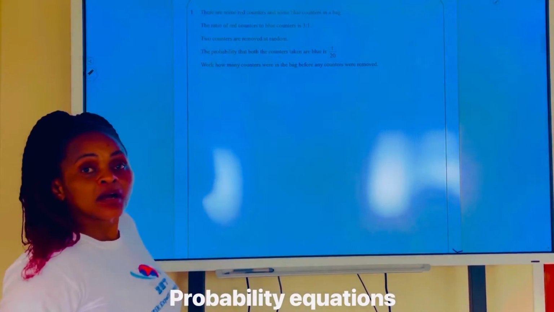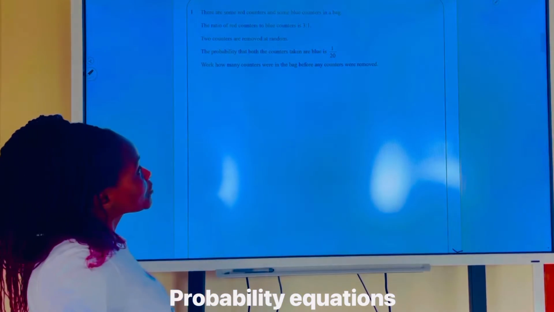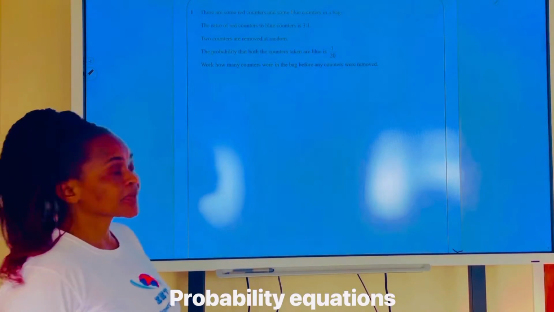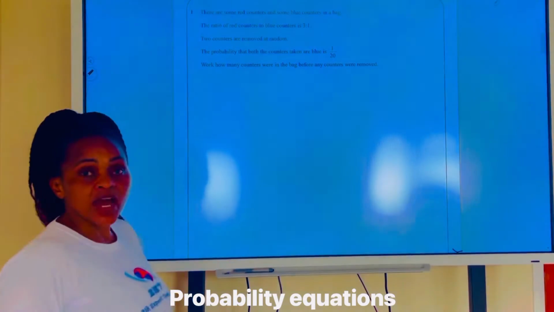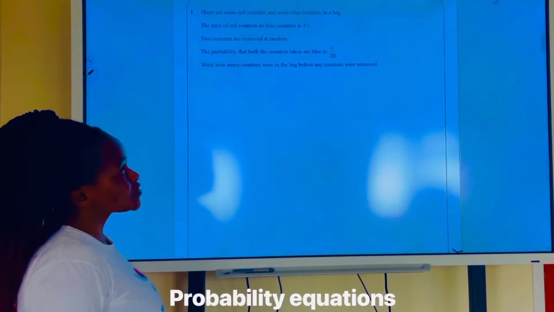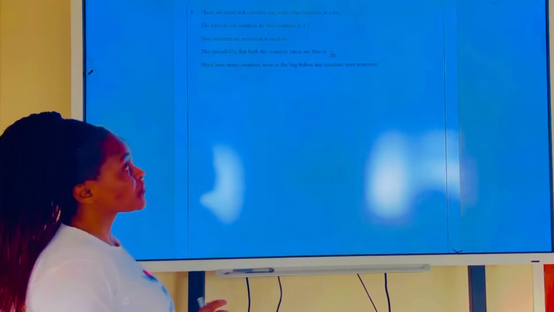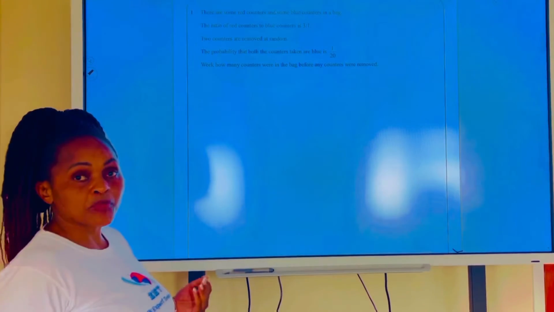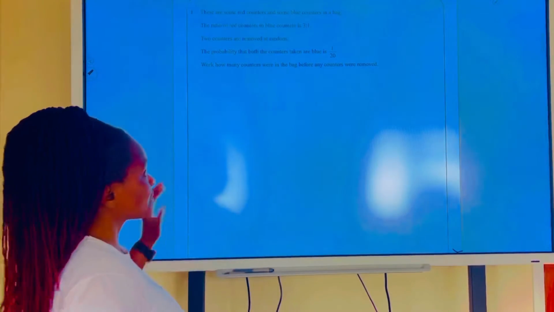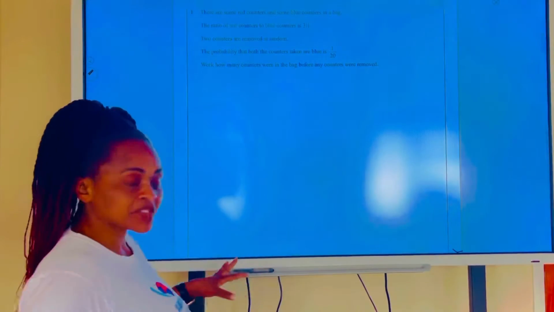Our video today is on probability equation questions. It's a level 9 type of question. For you to be able to understand this, you should have watched our previous video on probability tree diagrams. It will be easier for you to understand this one, because here we're using equations.